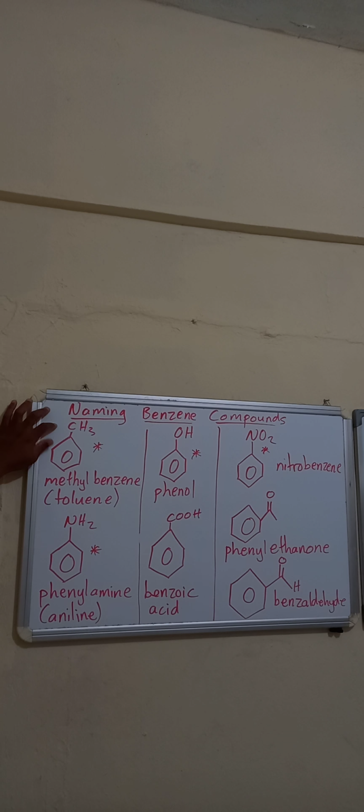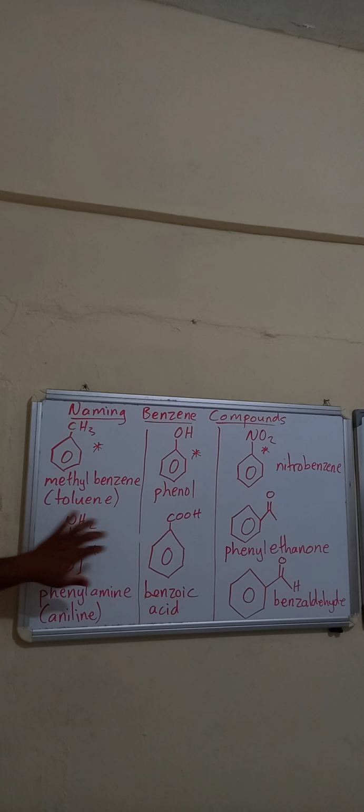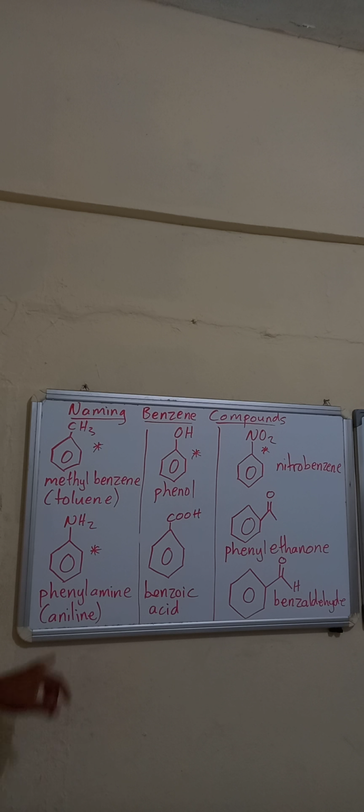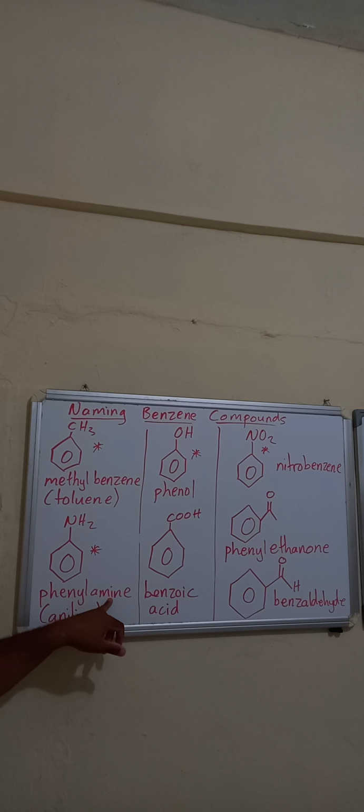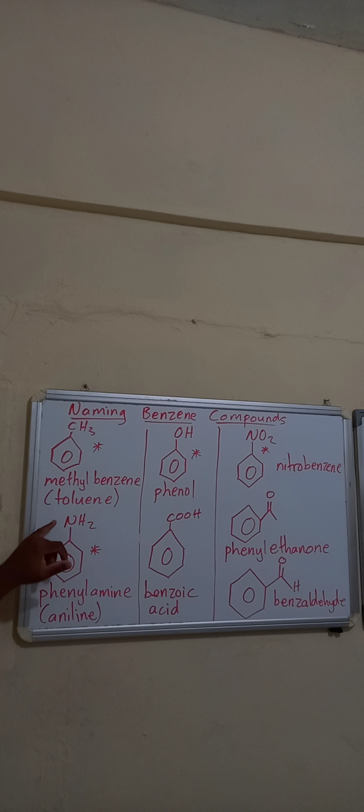Depending on the group that is attached to the benzene ring, the name of the benzene might vary. So for instance, if you have an NH2, benzene does not appear in the name at all. With the NH2, it is called phenyl. So this is a phenylamine. Benzene with an amine group is called phenylamine, and its common name is aniline.